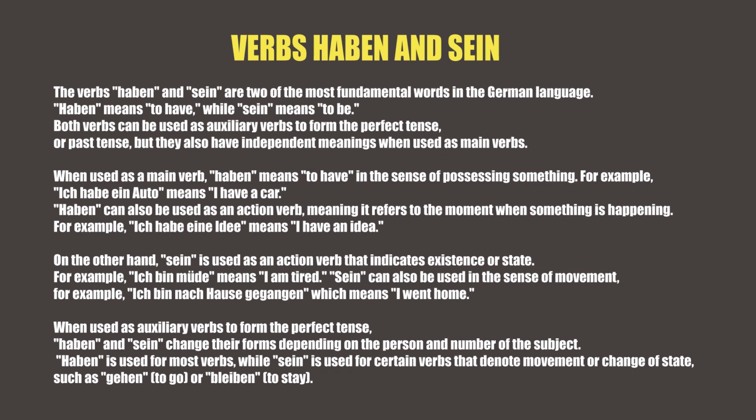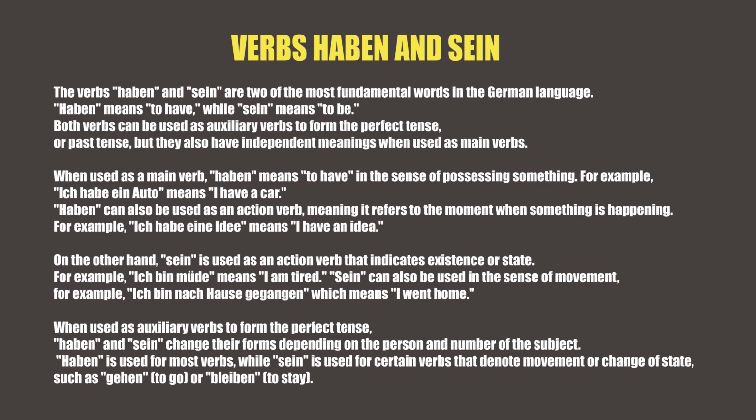Haben can also be used as an action verb, meaning it refers to the moment when something is happening. For example, ich habe eine Idee means I have an idea. On the other hand, sein is used as an action verb that indicates existence or state. For example, ich bin müde means I am tired. Sein can also be used in the sense of movement. For example, ich bin nach Hause gegangen, which means I went home.